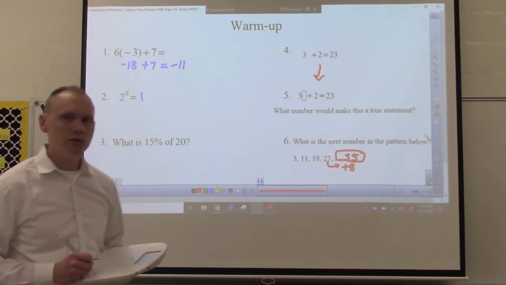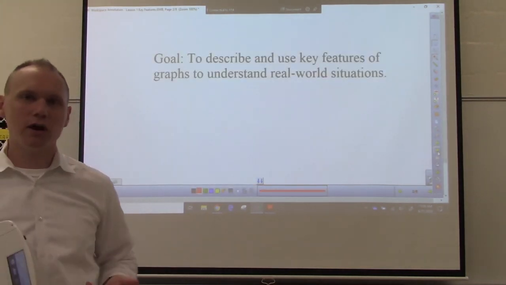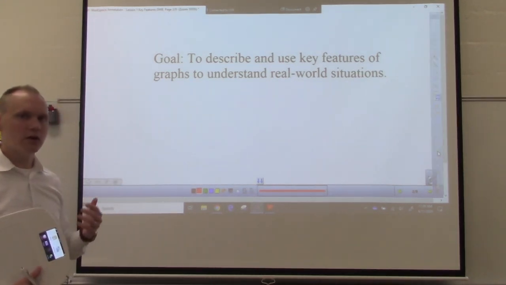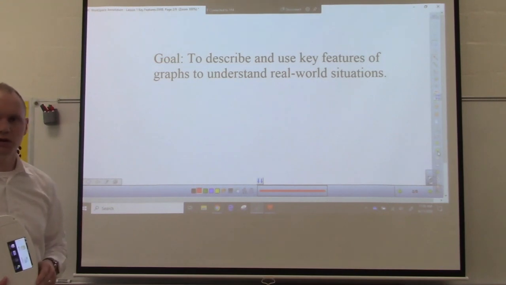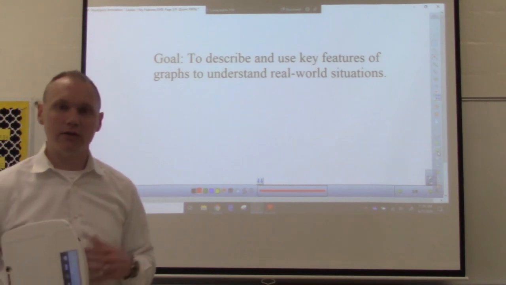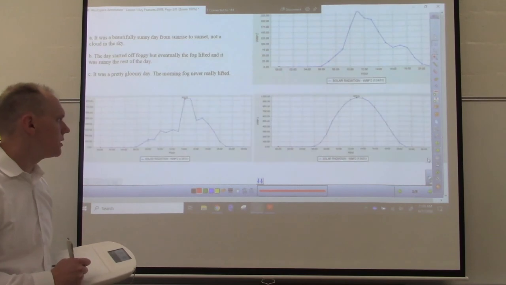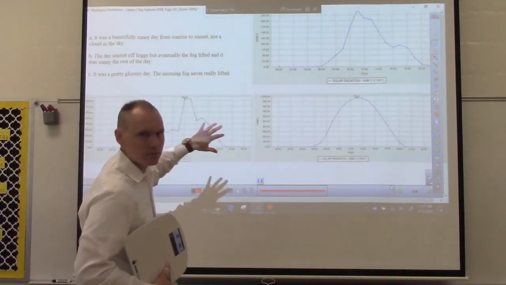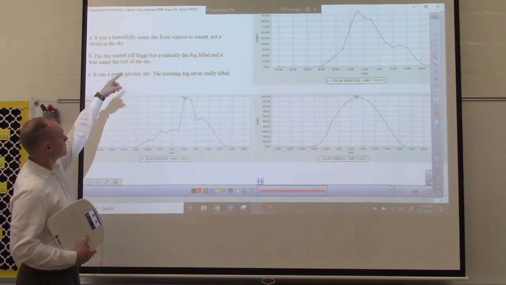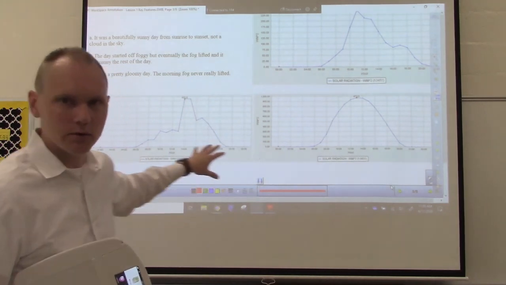Okay? So let's move on to today's lesson, which we have a goal of describing and using key features of graphs to understand real-world contexts and situations. So we're going to talk about these key features, how to find them in the graph, how they describe the real world, and things like that. So let's begin with matching up, and we're going to do a lot of matching today. So we're going to match up these situations here with their graph, and I hope you can see all the numbers involved here.